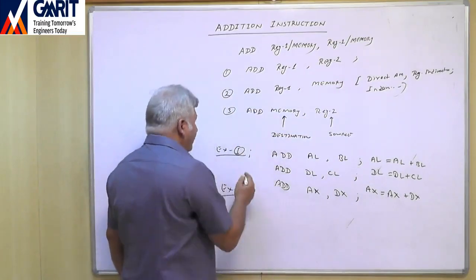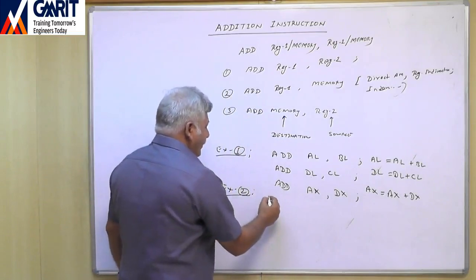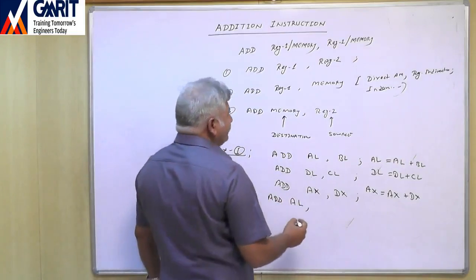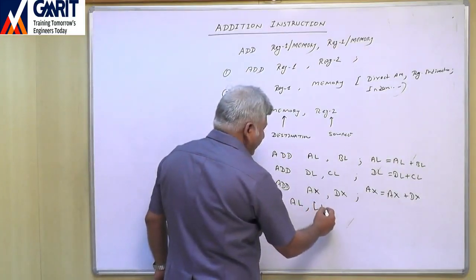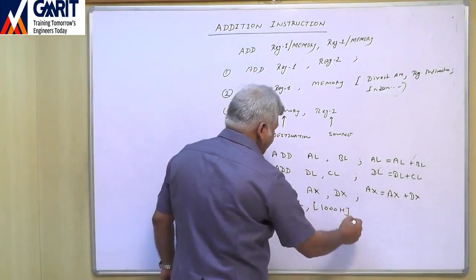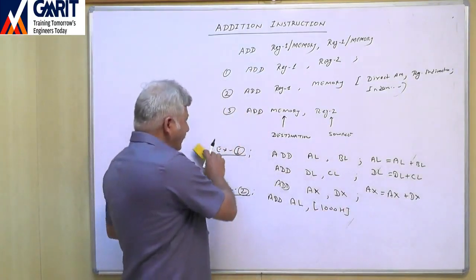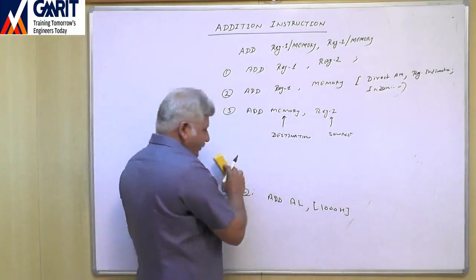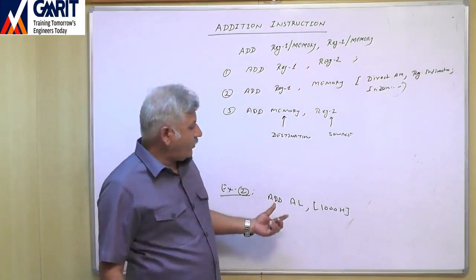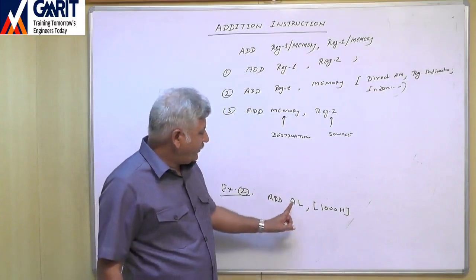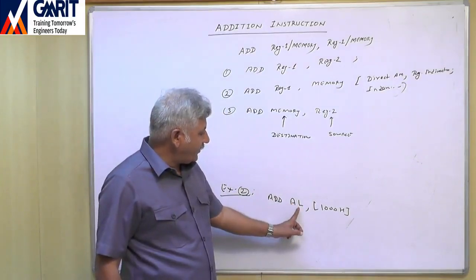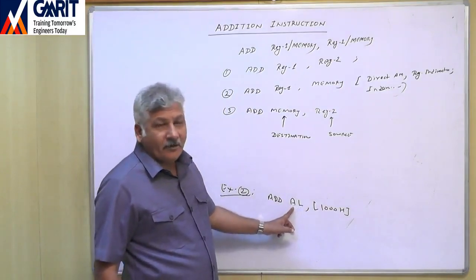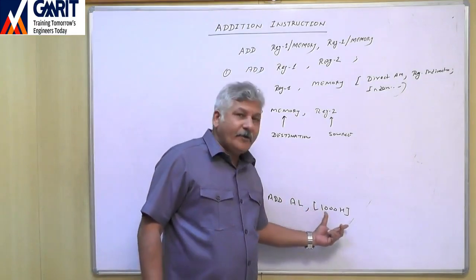So an example of the second type is ADD AL, comma, within bracket 1000H. Now in this instruction, first, whether this instruction will perform the addition of an 8-bit number or a 16-bit number, we can identify by seeing the destination. The destination register is AL, which is an 8-bit register. This means this is an 8-bit addition.